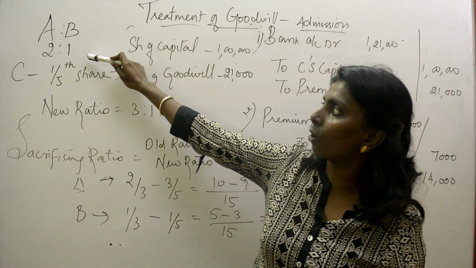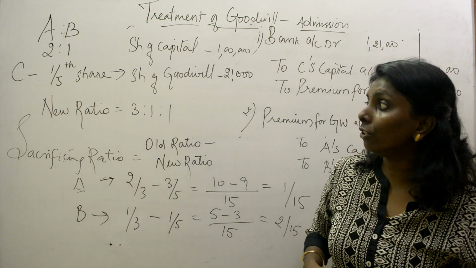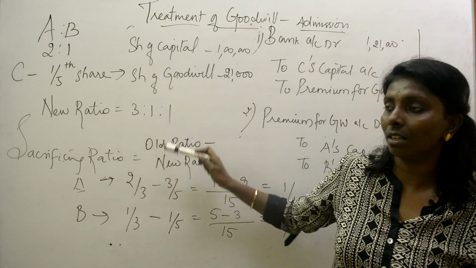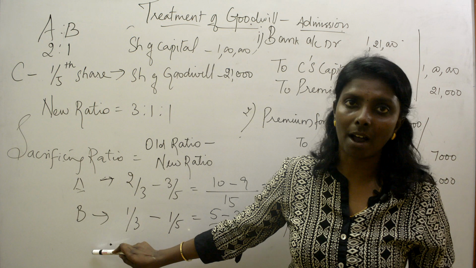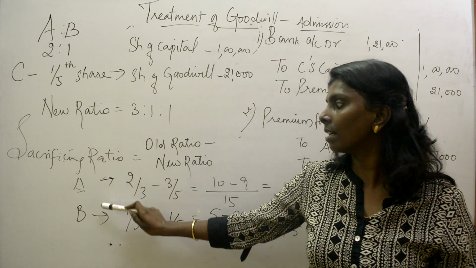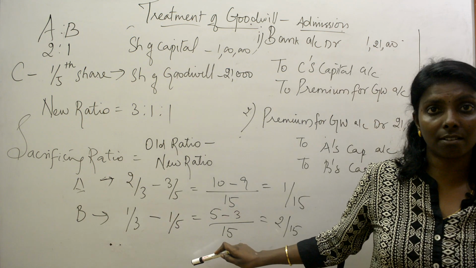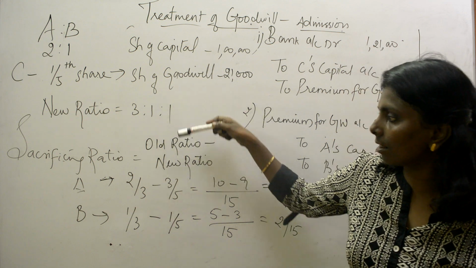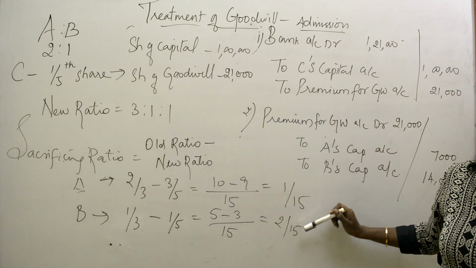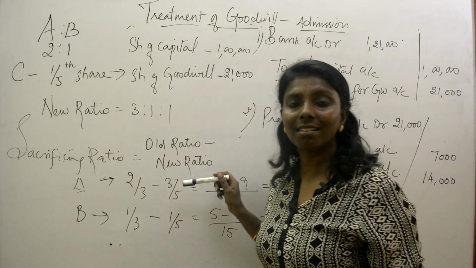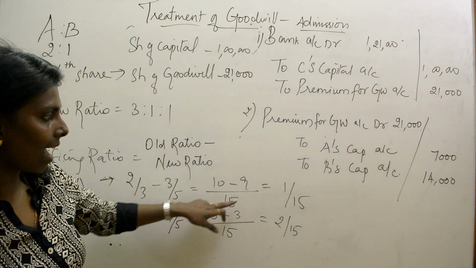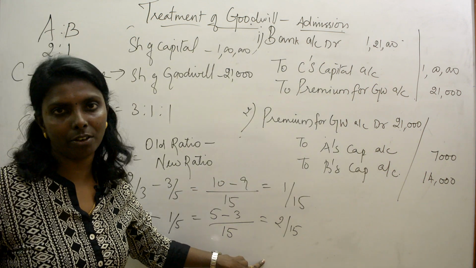In our case, the old ratio is 2:1 and the new ratio is 3:1:1. A and B are the old partners, so they ought to sacrifice. I have calculated their sacrificing ratio by subtracting old minus new. So I get 1/15 and 2/15 as their sacrificing portion. So the sacrificing ratio is nothing but 1:2.